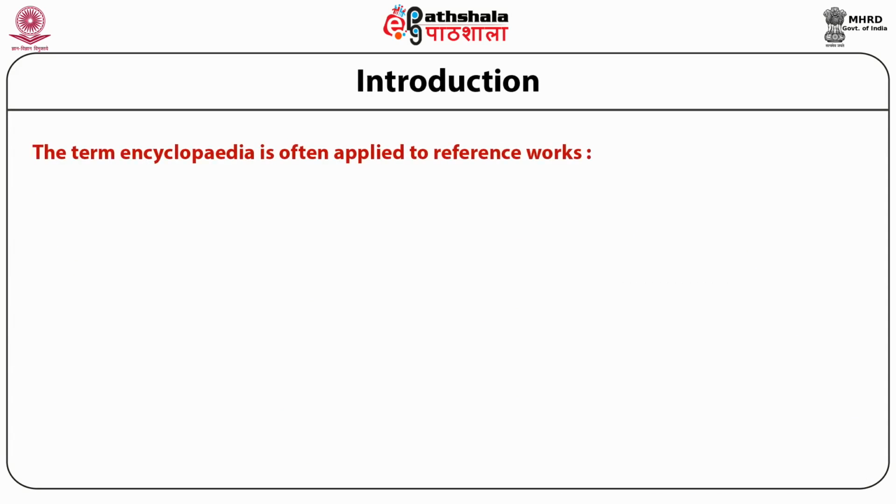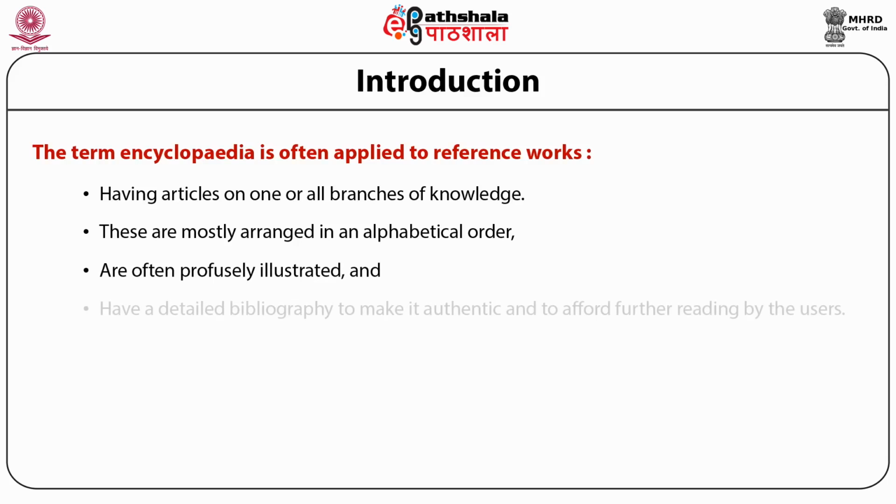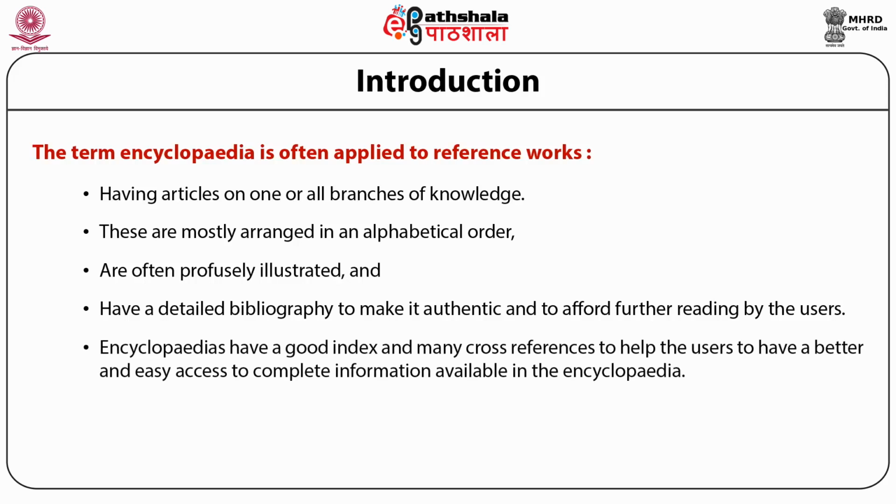The term encyclopedia is often applied to reference works. Encyclopedias are publications which have articles on one or all branches of knowledge. These are mostly arranged in an alphabetical order. These are often profusely illustrated and have a detailed bibliography to make it authentic and to afford further reading by the users. Encyclopedias have a good index and many cross-references to help the users to have better and easy access to complete information available in the encyclopedias.